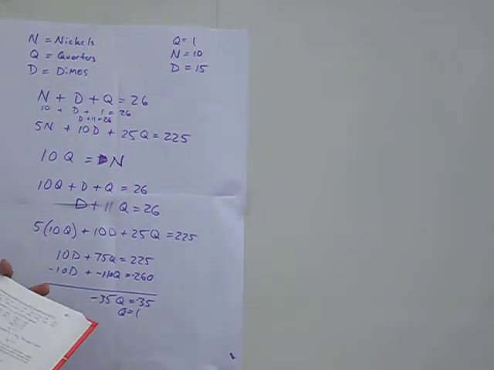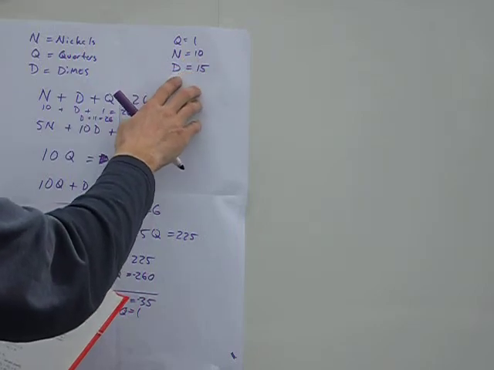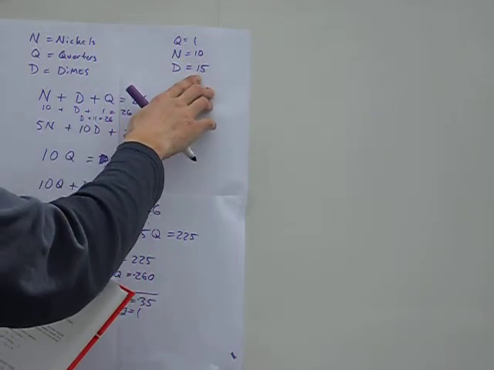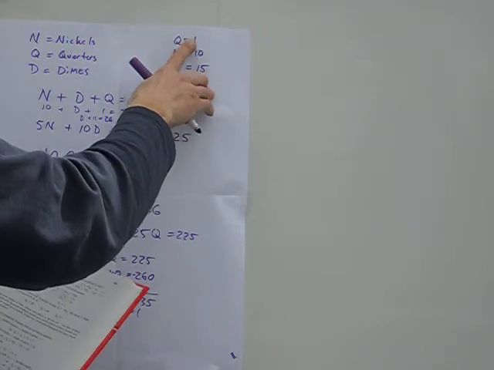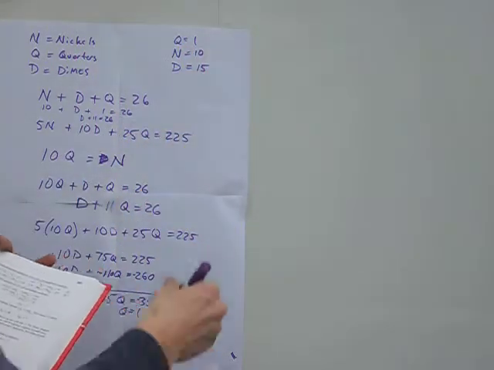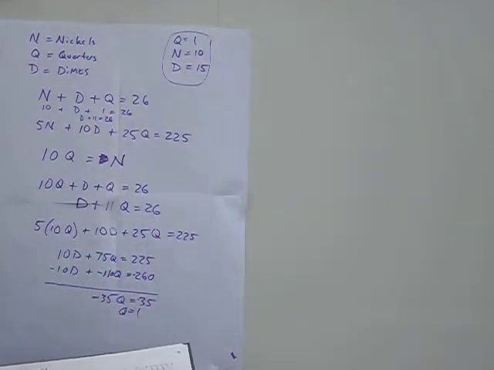And then this all makes sense. Let's think about it. We have number of nickels, that's 50 cents. Number of dimes is 150, or $1.50. So we got 50 cents plus $1.50 is $2, plus another quarter is 25 cents. So $2.25. So there is our answer.